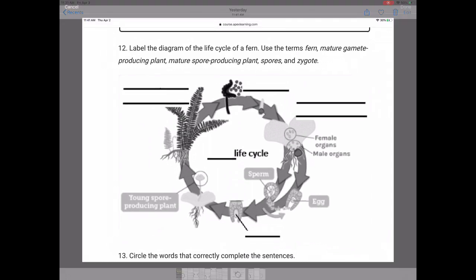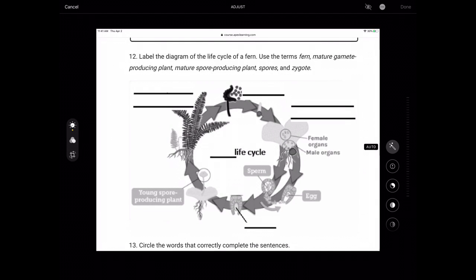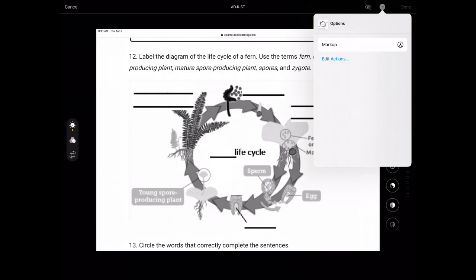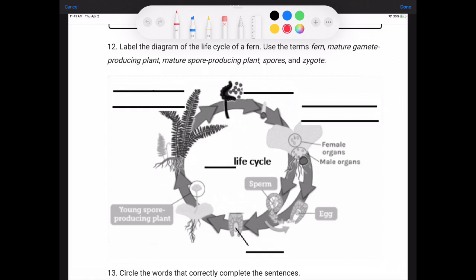Okay. Let's go over the life cycle. So label the diagram of a life cycle of a fern, and then they give you the terms they want you to use. Let's start by labeling that this is the fern life cycle. So this is a fern, and let's start from the spores. So there are spores that are released, and a mature gamete-producing plant will collect those spores.